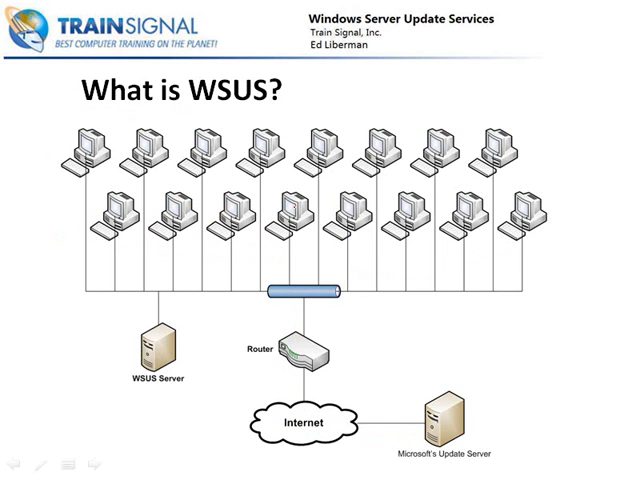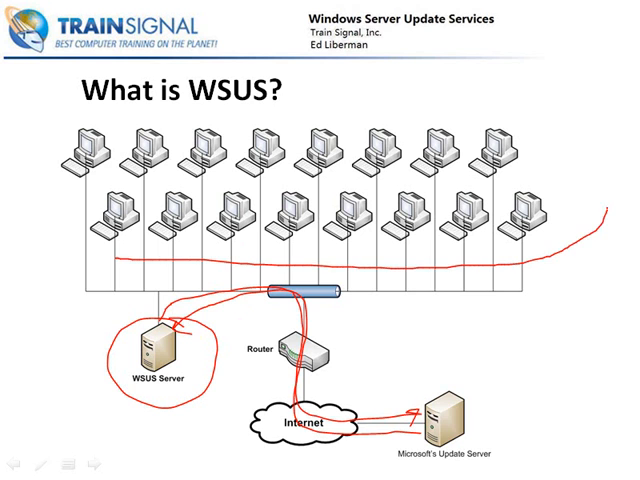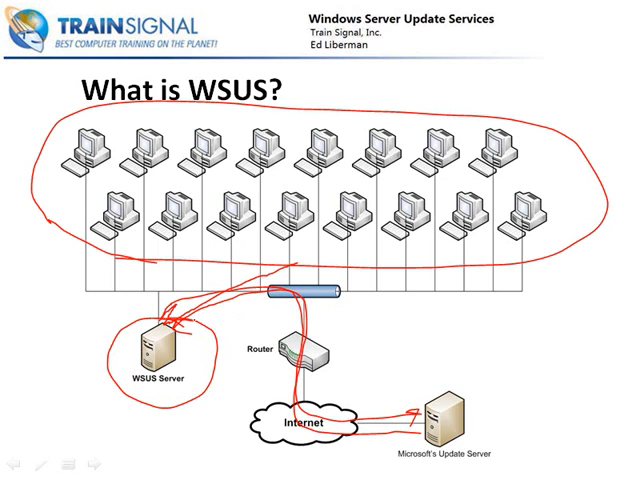WSUS gives us the ability to now have all of our clients communicate with a WSUS server for their updates. See, what happens is the WSUS server will go out onto the internet, communicate with Microsoft's update server, and then Microsoft's update server will send those updates just to the WSUS server. Everybody else on the network will now communicate directly with the WSUS server and no longer have to tie up that internet bandwidth.